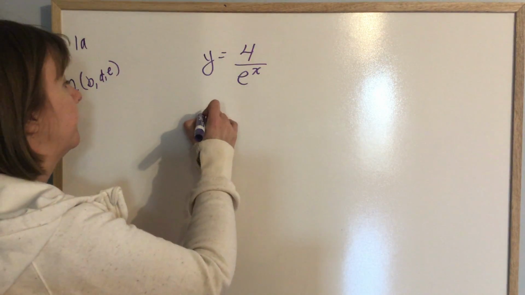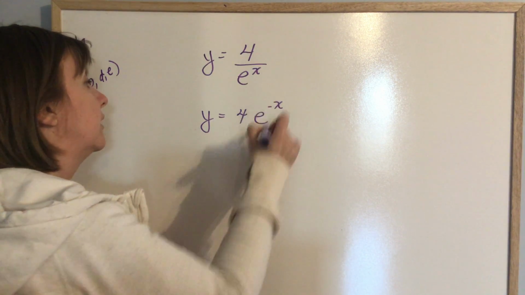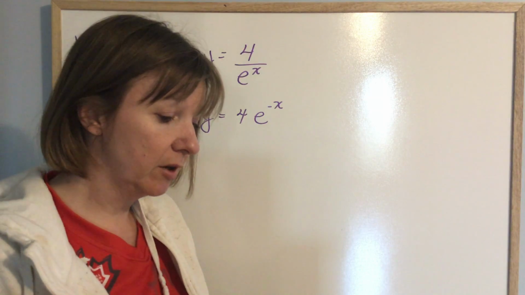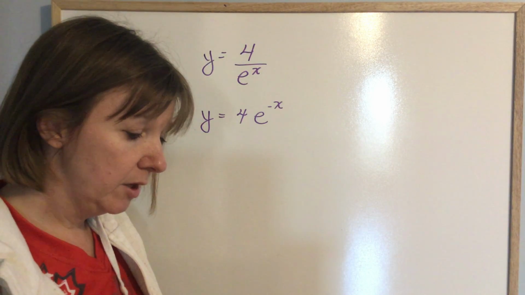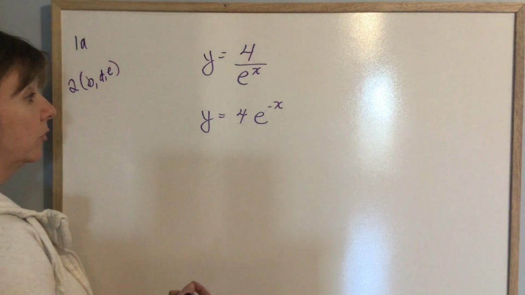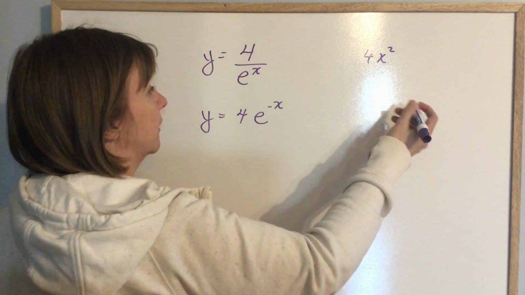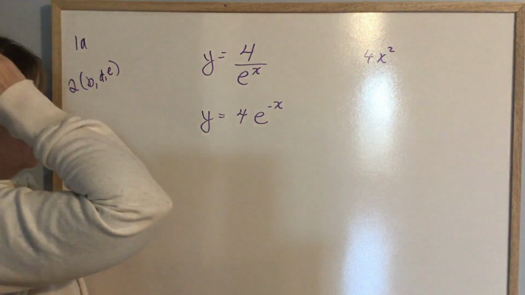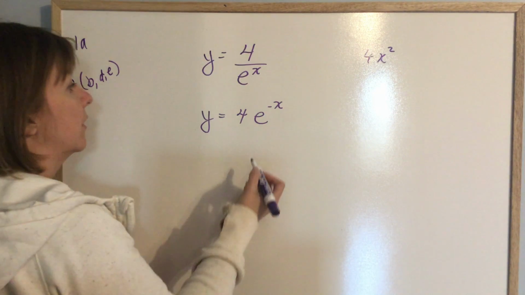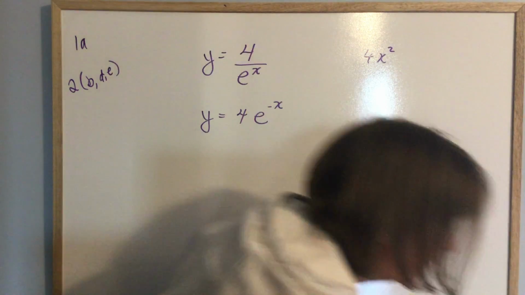If it were me, I would rewrite this as 4e to the negative x. So when I bring it up and it's no longer a denominator, now it is negative. So if I'm going to do the derivative, just think about it this way. If I was going to do the derivative of 4x squared, I'd bring it down and so on. So I guess technically, let me do this technically.